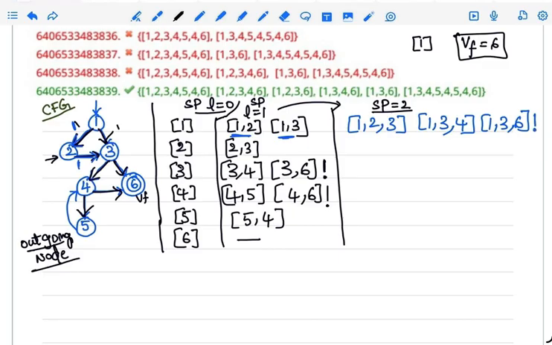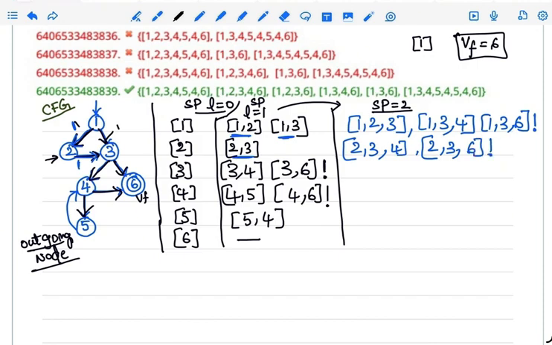Termination with 6. This one, 2 comma 3, we extend 2 comma 3 to the next node: 2, 3, 4, right? And the next one is 2, 3, 6. 6 is also a terminal node.